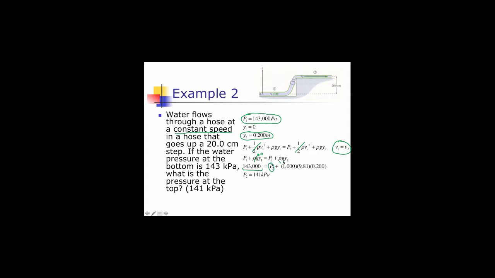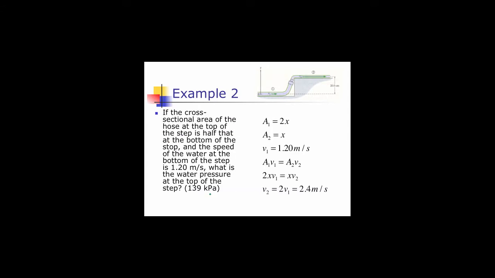Density of water is 1,000. I happen to use 9.81 here. You can certainly use 9.8. The answer will be slightly different. And height y2 is 0.200 meters, and I end up getting 141,000 on my calculator, which is 141 kilopascals. The problem, I talk about changing the cross-sectional area of the hose.